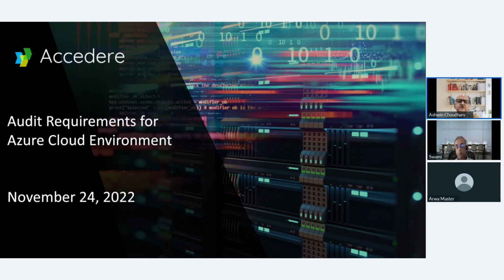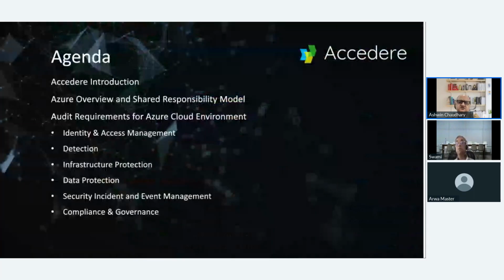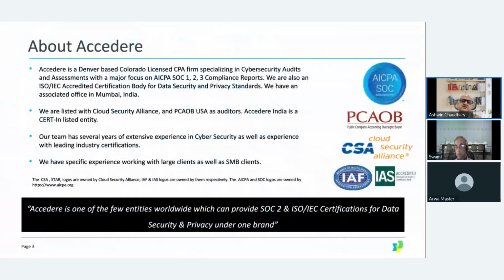In this second session, we are going to cover the Azure cloud and the security and auditors' perception of the Azure cloud. We will quickly go through the agenda today. The agenda will be the introduction of our company first, then what is the Azure shared responsibility model, and then auditing requirements in terms of these 6 areas that we have mentioned here, based on the Cloud Security Alliance's domains, and we will discuss these.